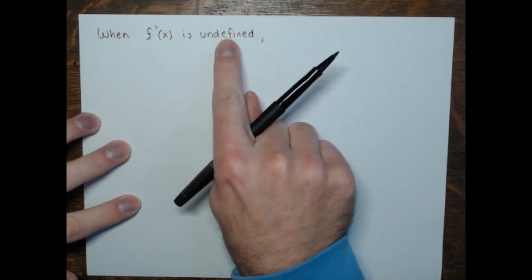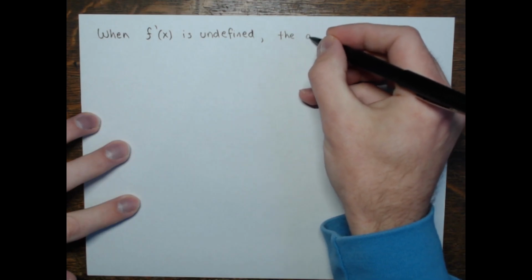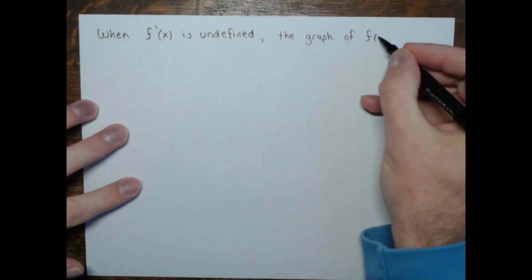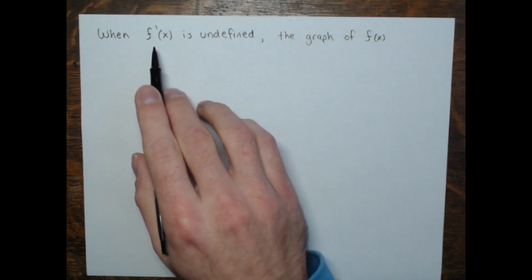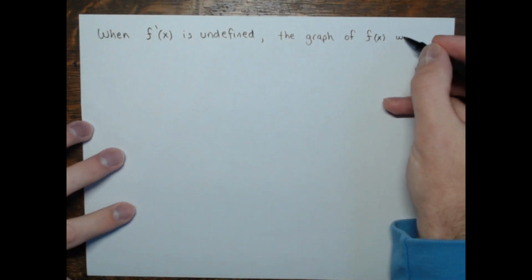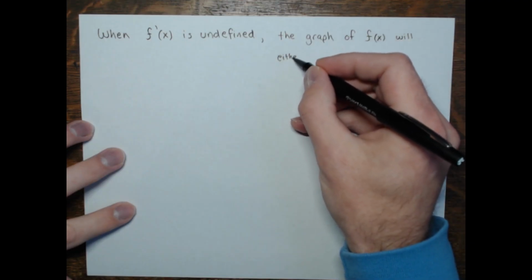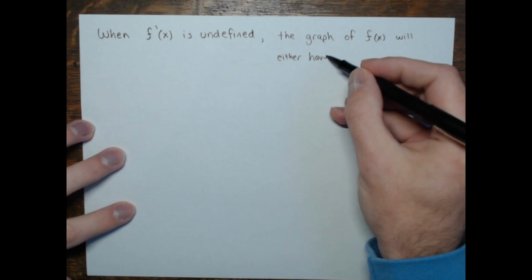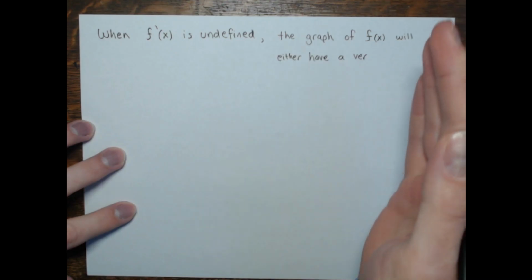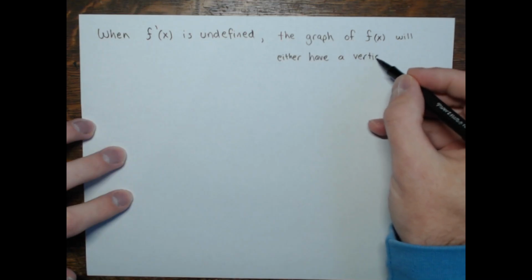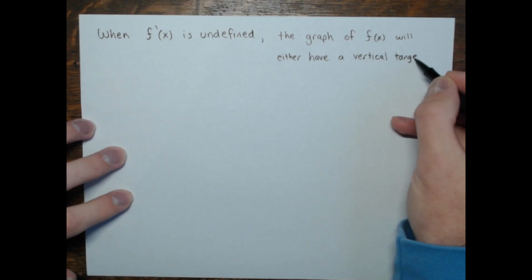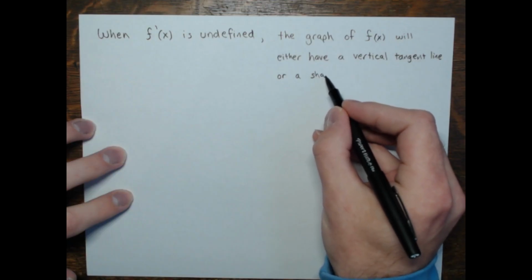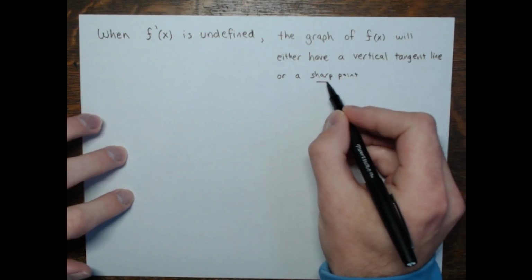But if f prime is undefined, then the graph of the original function, again, might be just discontinuous there, but say the function is defined at this x value, the graph of f will either have a vertical tangent line, so straightening up, it's flat but vertical at the point, or a sharp point, a sudden change in direction, right?